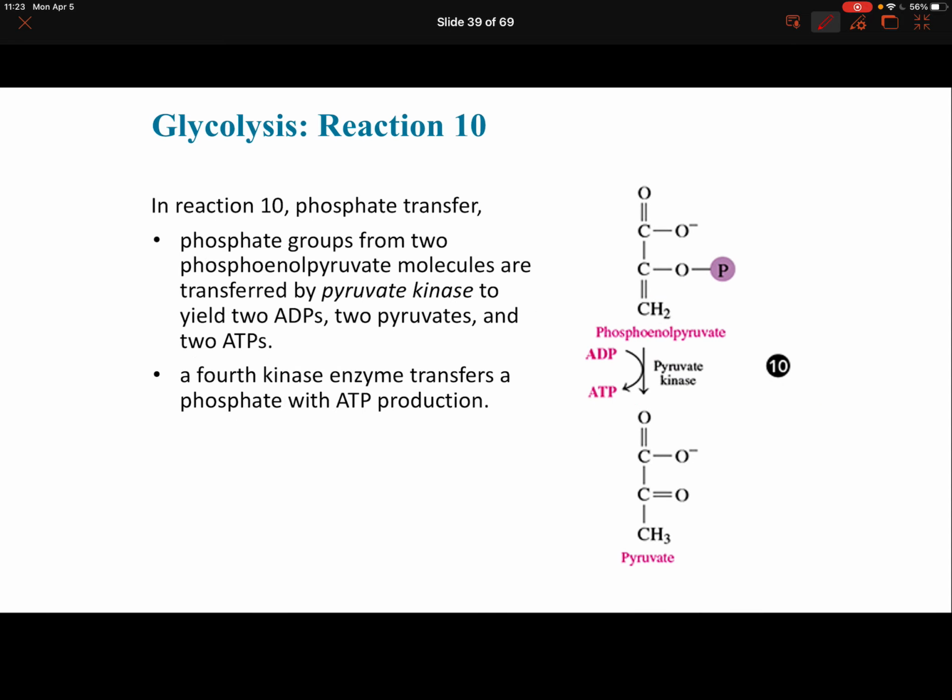another round of ATPs. So the phosphate group moves from phosphoenol pyruvate to the ADP molecules by pyruvate kinase, once again. And a kinase, in this case it's pyruvate kinase, because the product here is going to be our pyruvate. And again, it's the 4th kinase enzyme. So if you go back and look at all of those different kinases, there was the one that made glucose 6-phosphate, the one that made fructose 1,6 bisphosphate, the one that transferred the glyceraldehyde 3-phosphates, and so on.